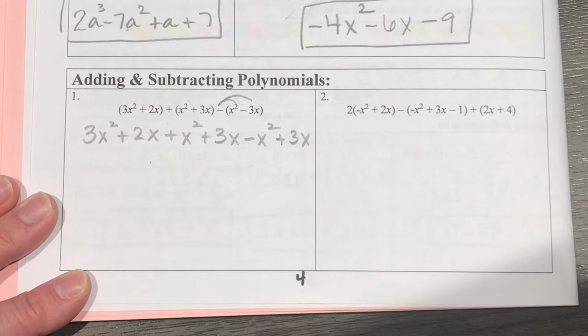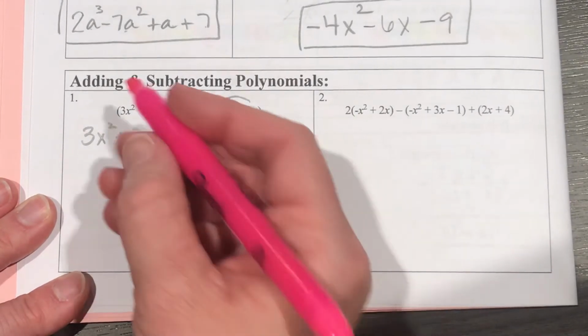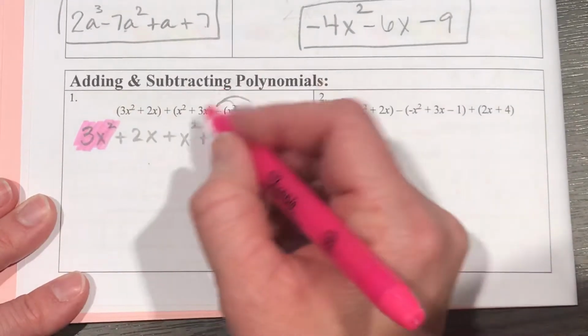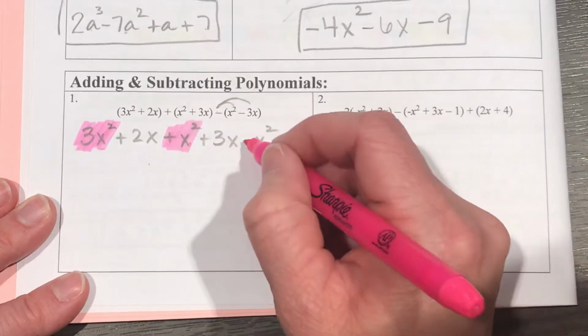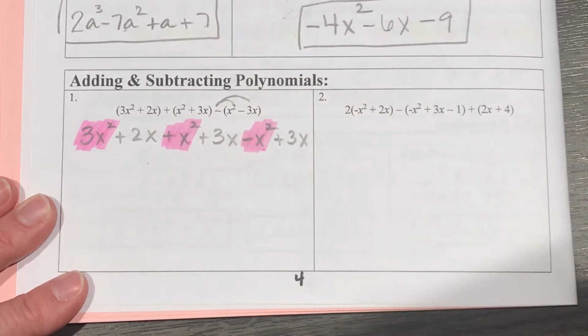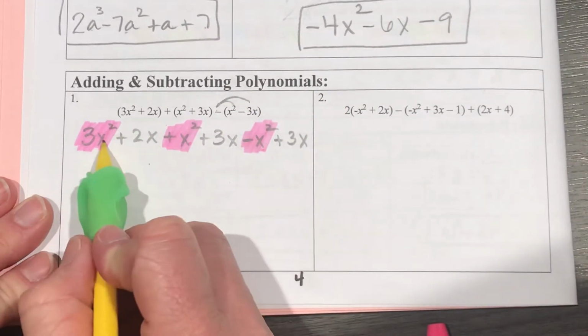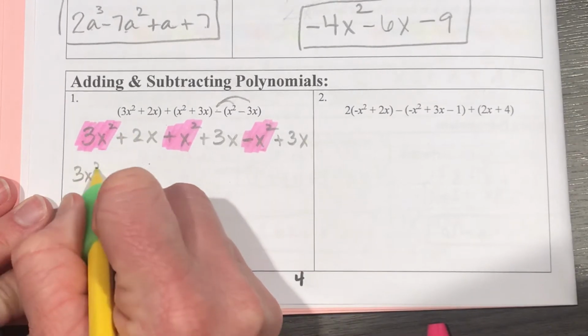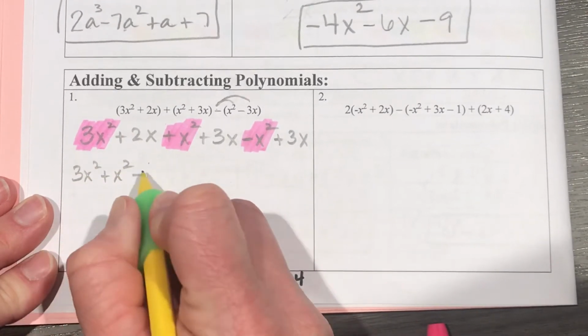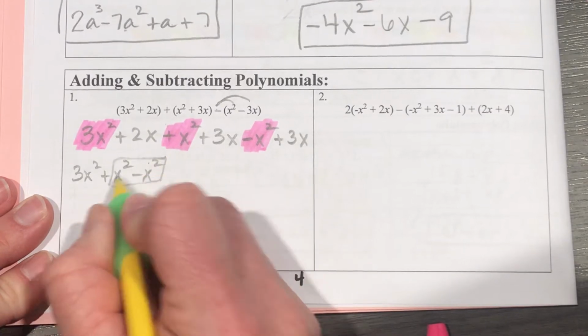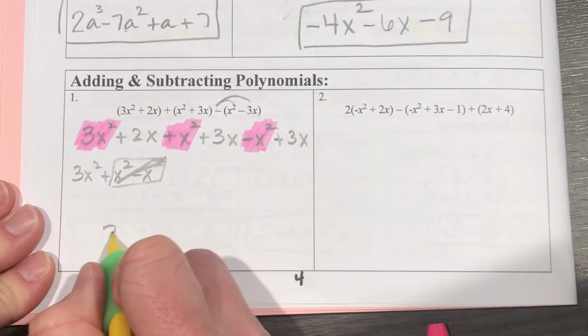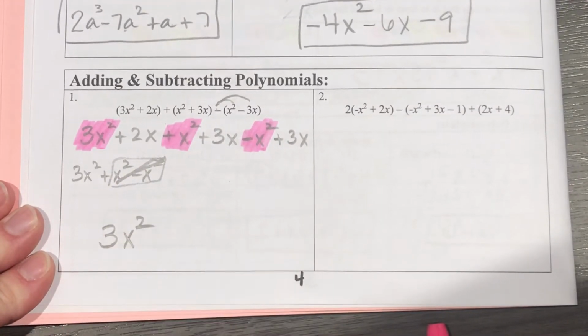And then maybe the easiest thing for you would be to highlight terms that have the same letter with the same power to be able to combine those together. So if I have 3x squareds plus an x squared minus an x squared, these two terms are actually going to cancel out. And so in my answer, I'm going to have 3x squared.